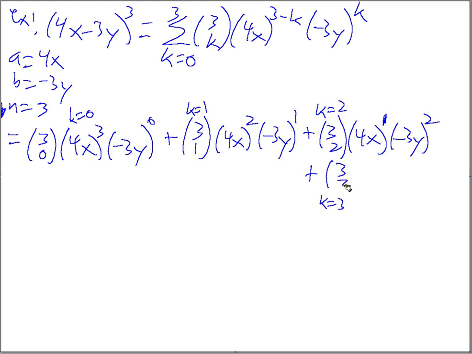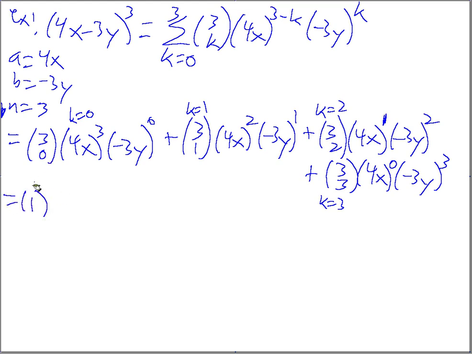So 3 choose 3. So last number up to 3, right? So it'll be 4x to the 0 power, right? Because 3 minus 3. And negative 3y cubed. Can we see that? So we have these 4 terms to work out now. Let's work it out term by term. Use the nCr feature. 3 choose 0 is 1.